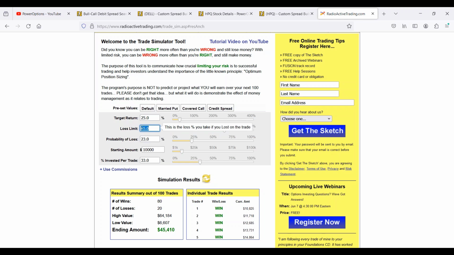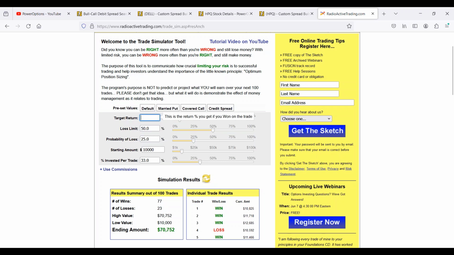Now, we showed that example of 25% return, 25% probability, keeping the risk to 50%, whether you consider this as a bull call debit spread or a bull put credit spread. And we got that 76, 77, here we are, tenfold. But our numbers were 76% win ratio, taking 10,000 up to 54,000.